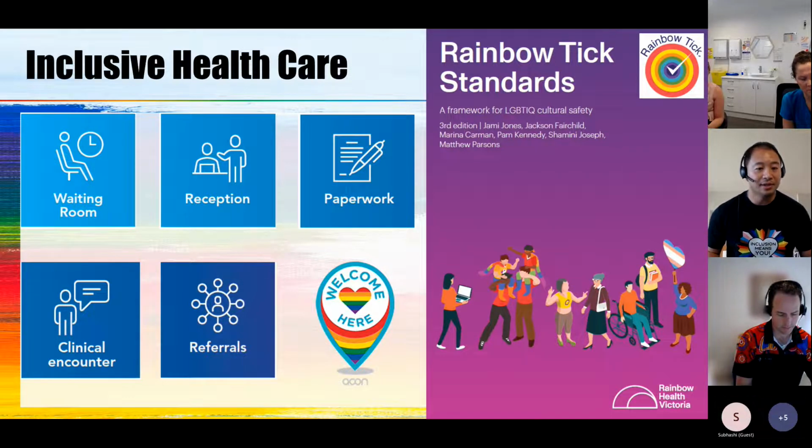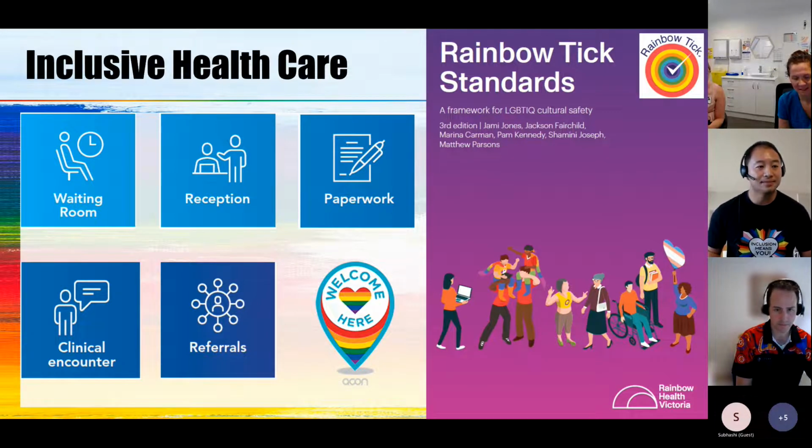You can see here as well a little sticker called the Welcome Here sticker, which has been produced by the ACON group, and you can often find it at LGBTIQA+ person-friendly venues. To be accredited for that, you need to go through a reaccreditation process periodically to make sure you continue to meet the requirements.